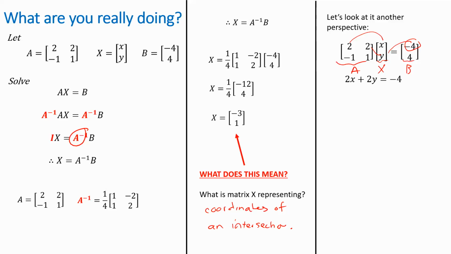Now, if I wrote that out, what does this look like to you? 2x plus 2y equals negative 4. What does that remind you of? What kind of graph is that? It's linear. It's a straight line. Matrices are only dealing with linear equations. So you've got a linear equation. What's the bottom one then? Negative 1, 1 times xy. If you do row 2 times column 1, you're going to get this one: negative x plus 1y equals 4.